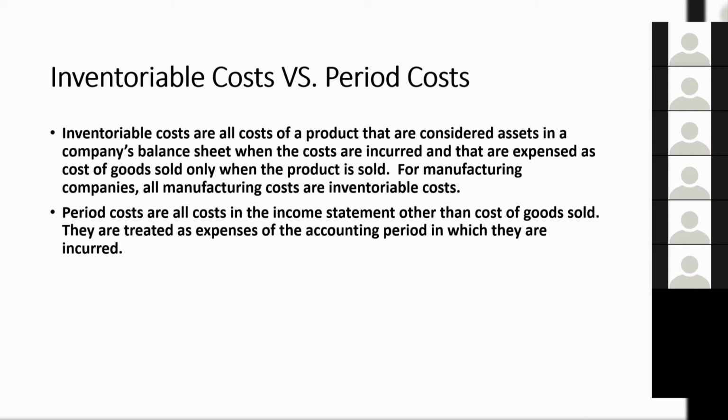Also touched on this before, but again, I'm trying to layer and to make sure that you get things presented to you in multiple different ways. So inventoriable costs are all costs of a product that are considered assets in a company's balance sheet when the costs are incurred, and then are expensed as cost of goods sold only when the product is sold. For manufacturing companies, all manufacturing costs are inventoriable costs. Direct materials, direct labor, manufacturing overhead, those are all inventoriable.